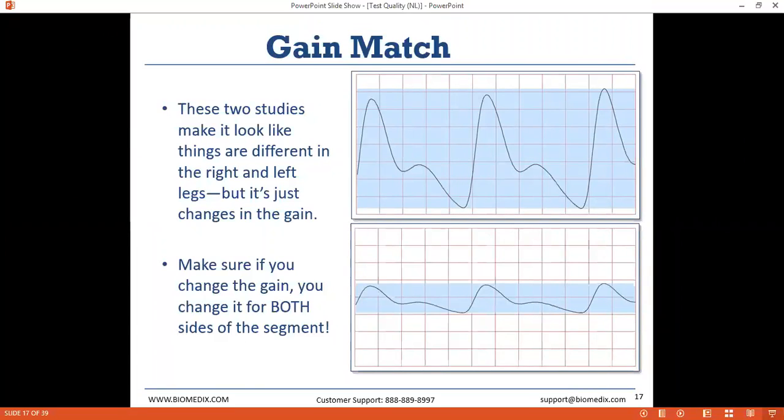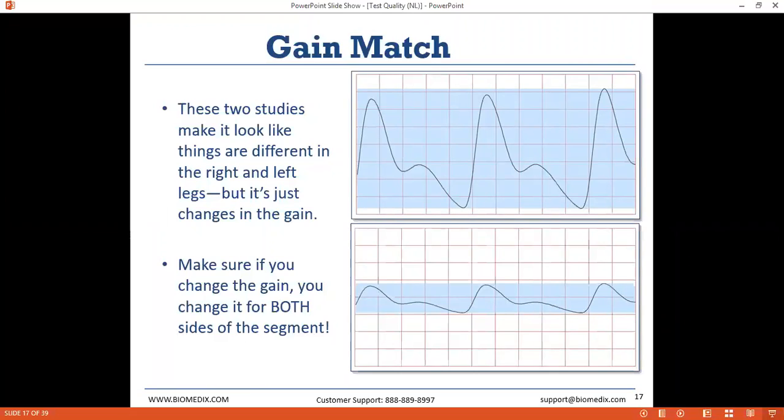If we assume that the top picture is the right leg and the bottom picture is the patient's left, then an interpreting physician looking at these two legs is going to say, well, the right leg is fine, but there's something definitely wrong with that left leg because the amplitude's so much smaller. Now, in this case, they're not only both fine. The bottom picture is actually the same waveform as the top. It's just made smaller by that gain.